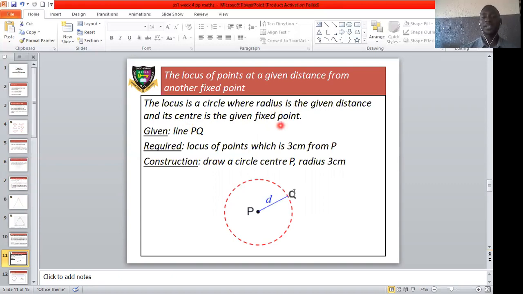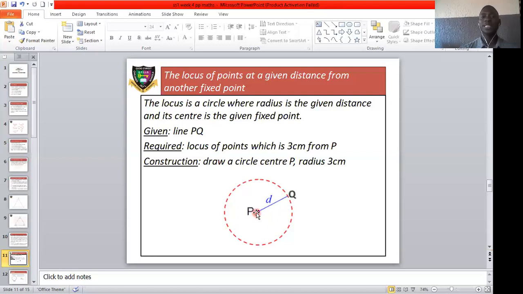Now look at this diagram very well. This is the center, and it's labeled P, while Q is at the location of the locus at a distance D, which now forms the radius. Q can also be at this point here. All these points trace around as the locus of the point from this fixed point, but at an equal radius.